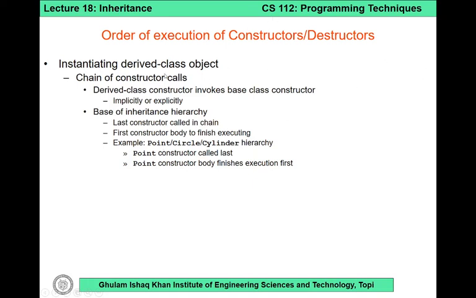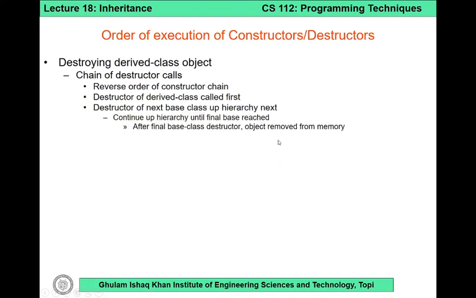Let me go through these slides just in case I missed something. Chain of constructor calls, derived class constructor invokes base class constructors, right? It invokes it as I explained it to you. Base of inheritance hierarchy, last constructor called in the chain. By last constructor I mean the parent, the grandparent, which is the eldest one, or which is the base class. And destroying order is totally reverse, as I explained to you earlier.